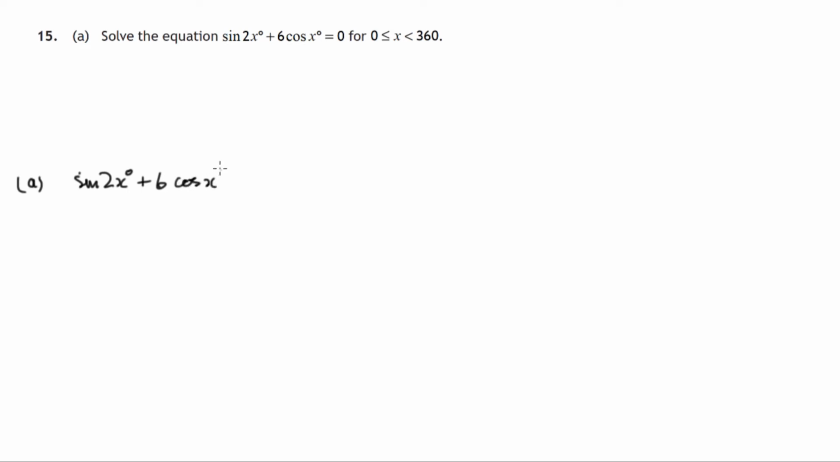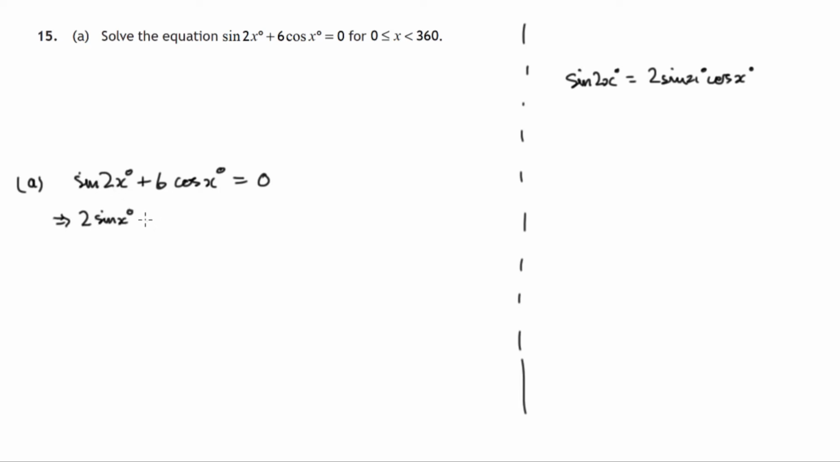We do know a formula for sine 2x. We know that sine 2x is 2 sine x cos x. So let's use this formula to replace sine 2x by 2 sine x cos x, and we'll have a look at the result, see what we can do further with this.